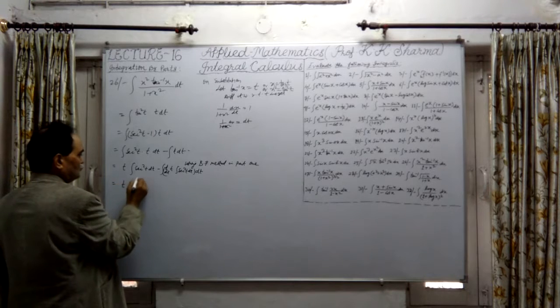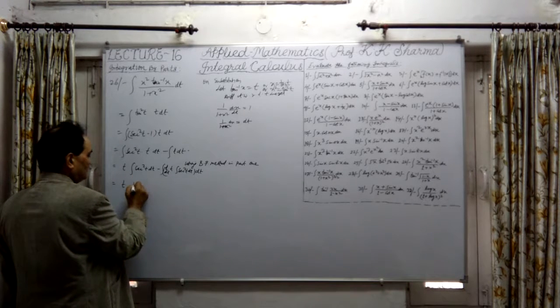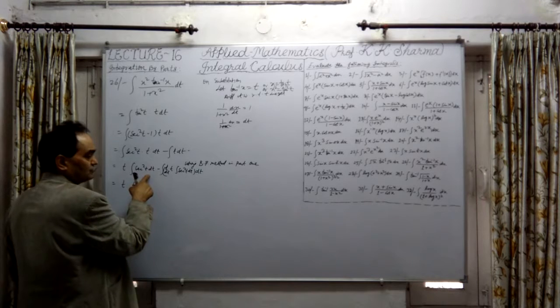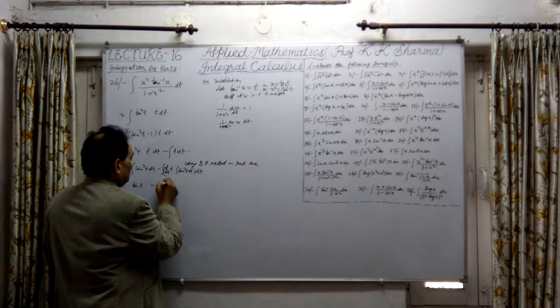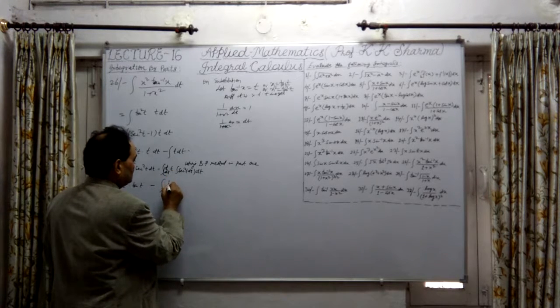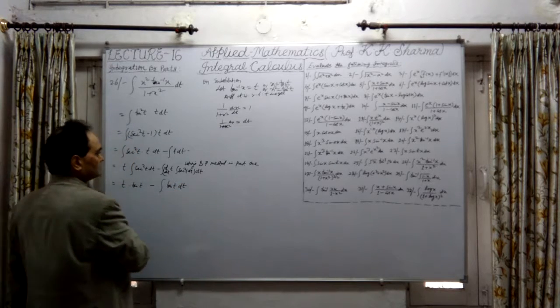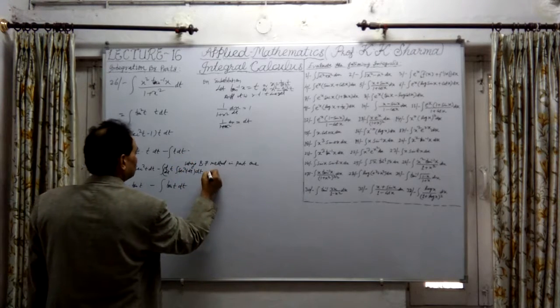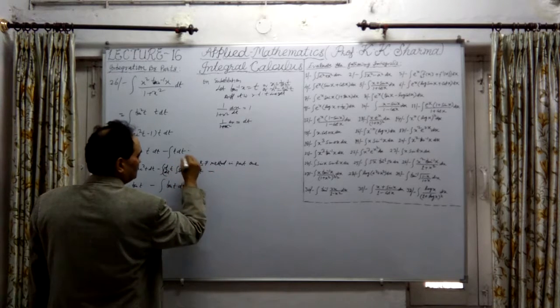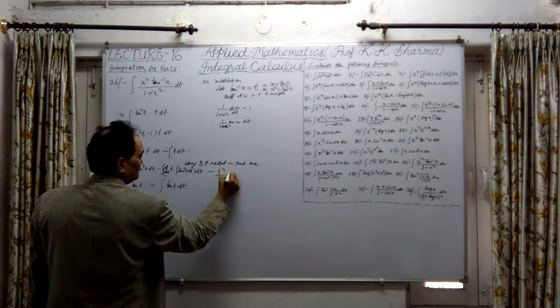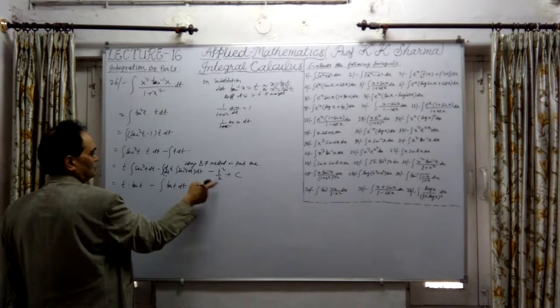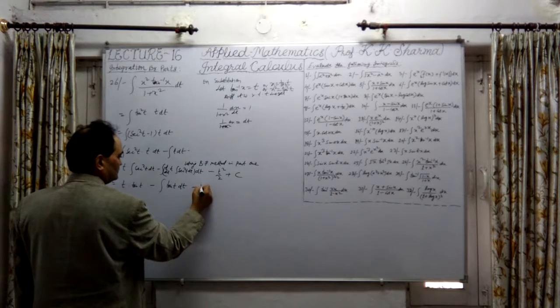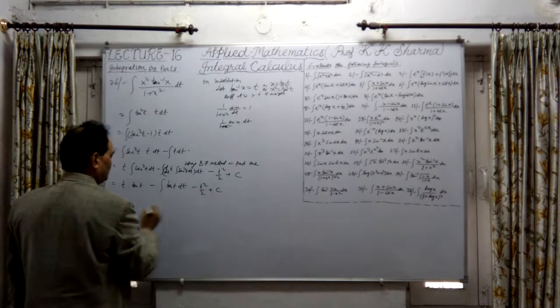This is equal to t into tan t, because we know integration of secant square t is tan t, minus 1 into tan t only into dt. Okay, sorry, this is also left: minus t square upon 2 plus constant of integration. This was left over, I've written it down now.